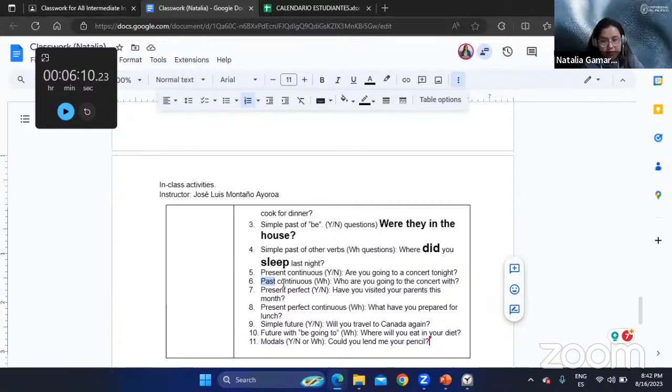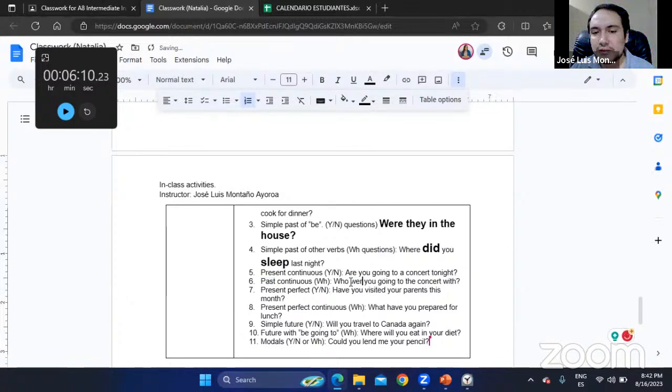Who were you going to the concert with? Exactly. Only the verb to be, right? If you have a sentence with the verb to be, only the be changes because this is present or this is past. Okay, so yes, who were you going to the concert with?